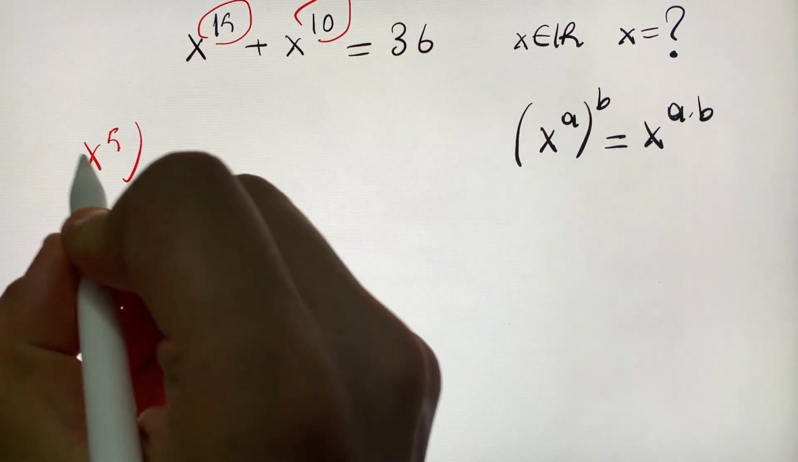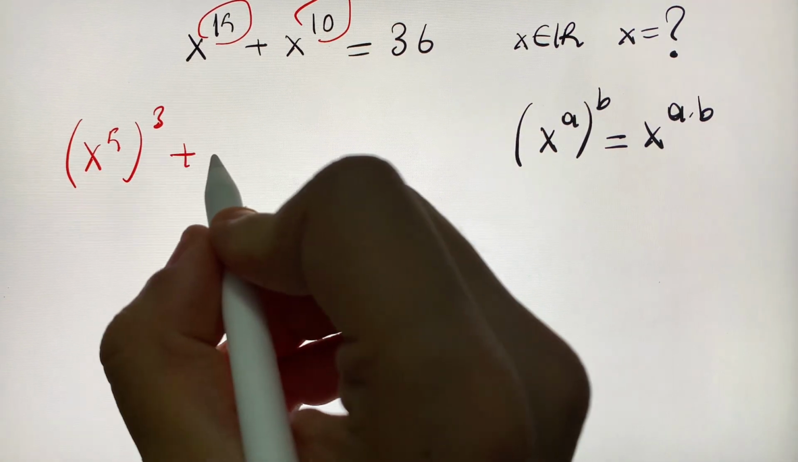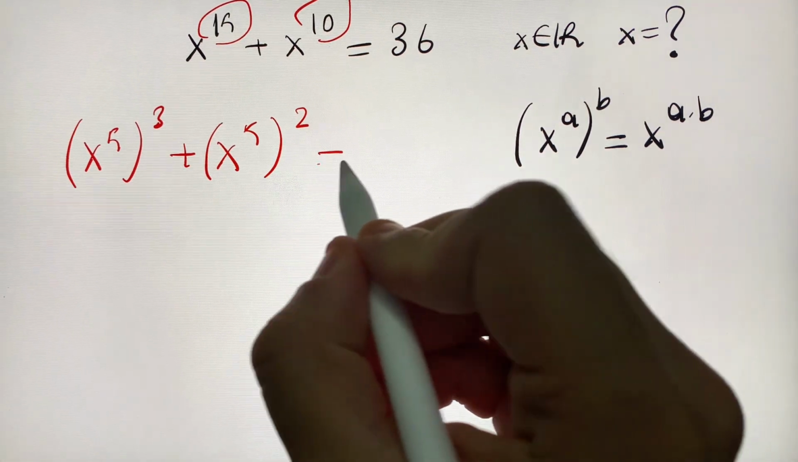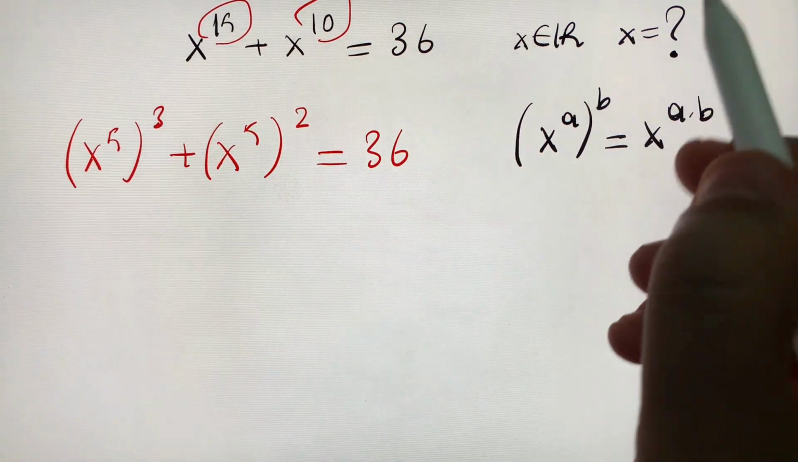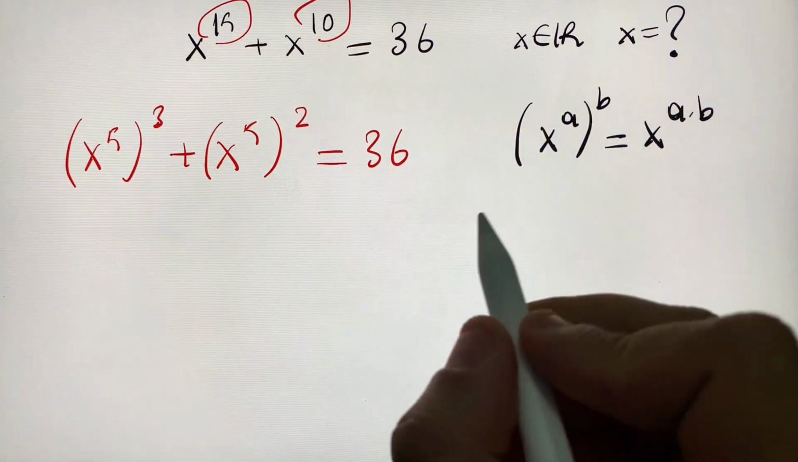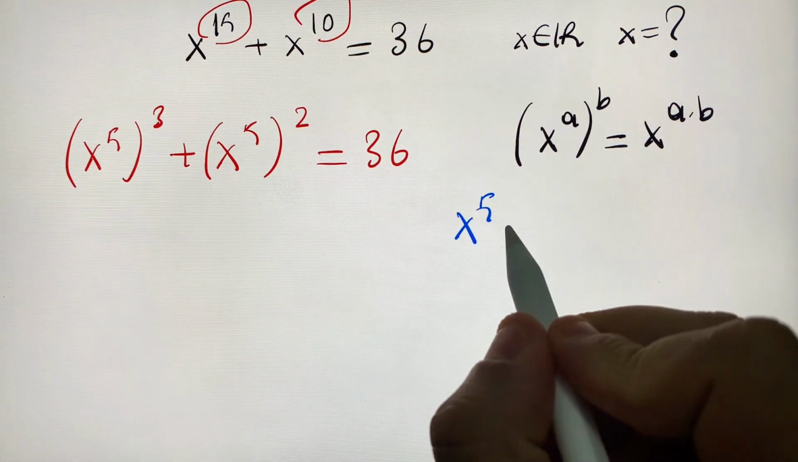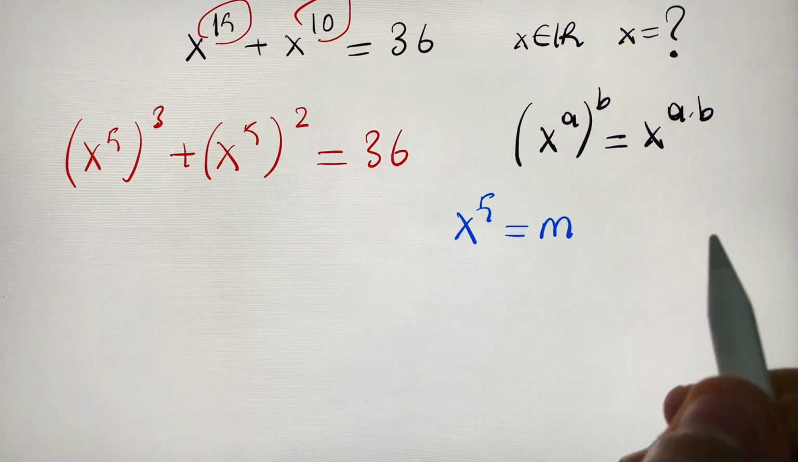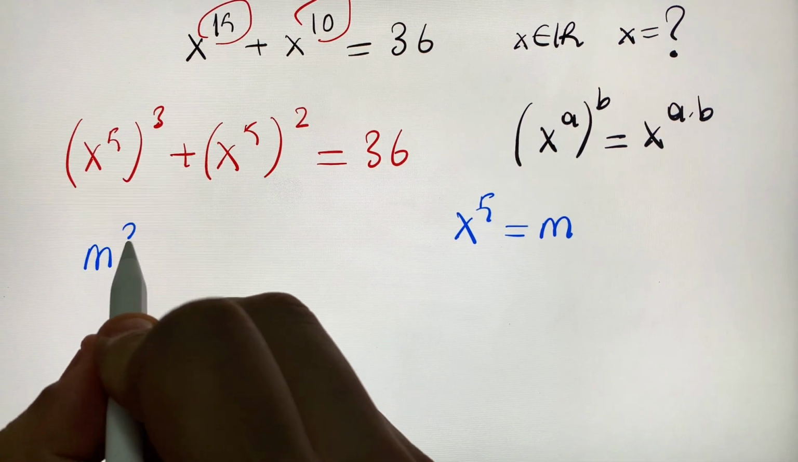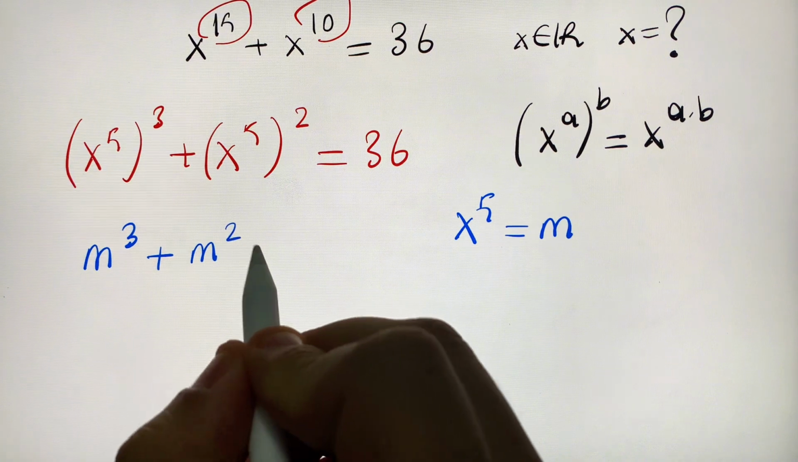x to the third power of 5 plus x to the fifth squared is equal to 36. Let's give x to the fifth a name: x to the fifth equals m. What will this expression become? m cubed plus m squared is equal to 36.